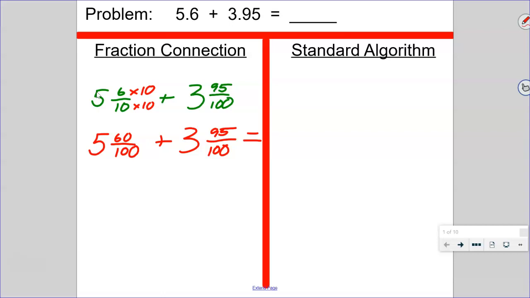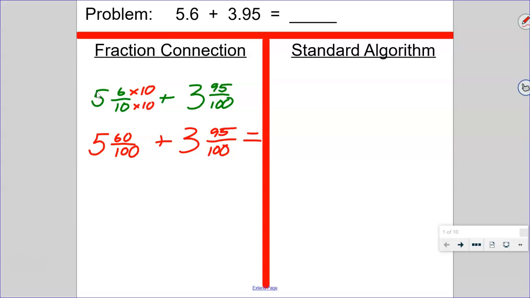So I could add the 5 wholes and the 3 wholes, and then I could add 60 hundredths and 95 hundredths. But I'm not going to do it that way because we've talked about a strategy before. I see that 3 and 95 hundredths is really close to being just a good old-fashioned whole number. So I see that it's close to being 4. And specifically, it needs 5 more hundredths.